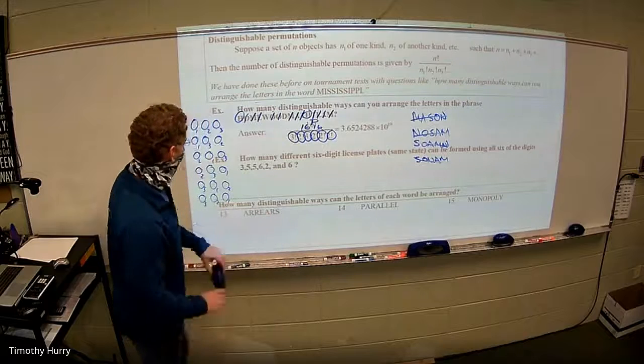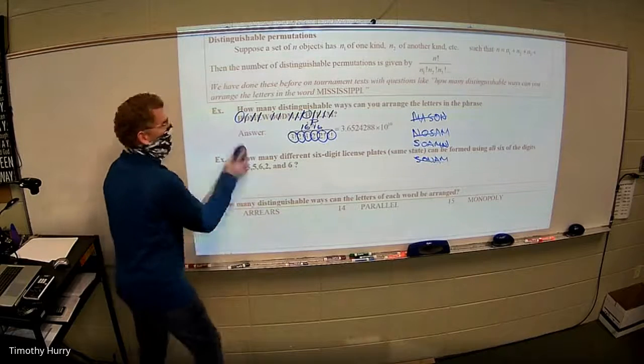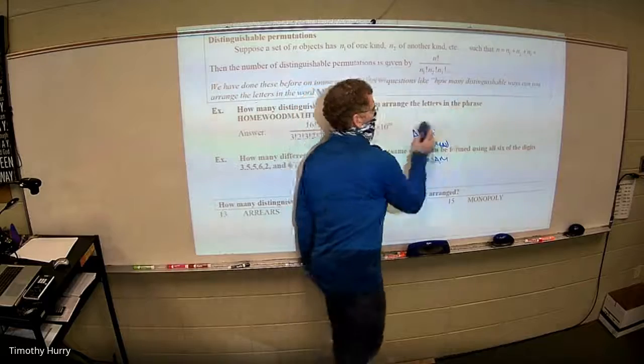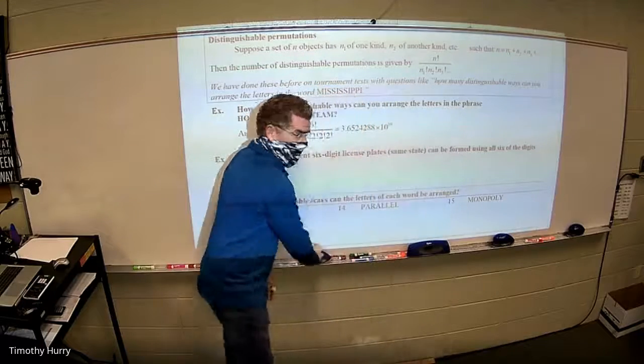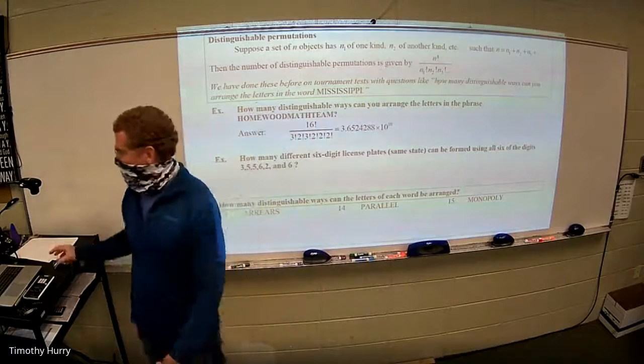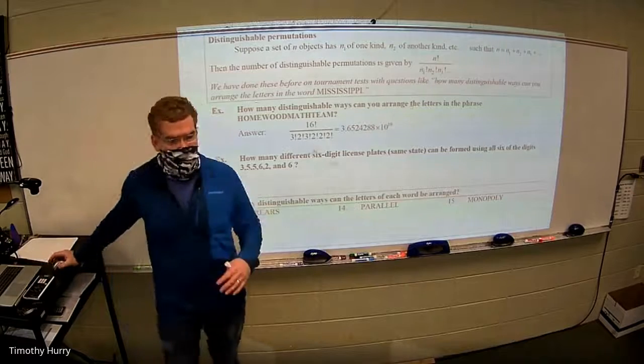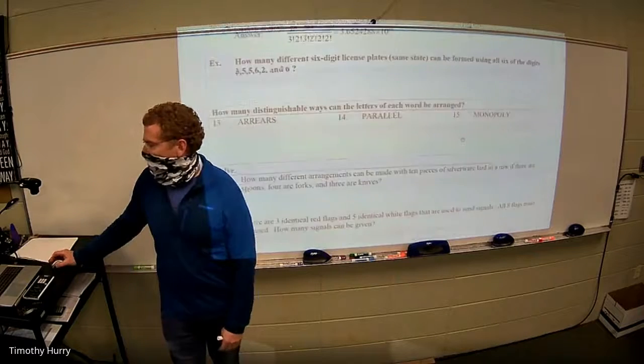So anything like that, this is a classic little math team question where they ask you this, and usually not too tough, right? You've seen those before, but that's the reason why we have to divide those out. So letters like words like monopoly.